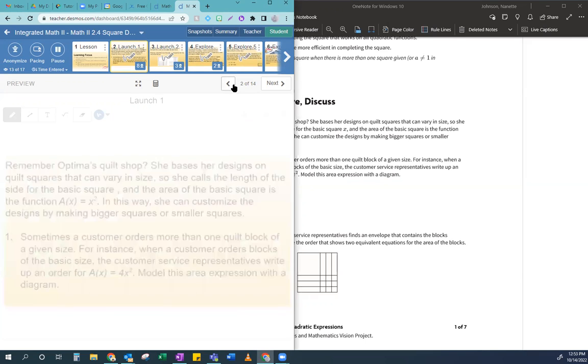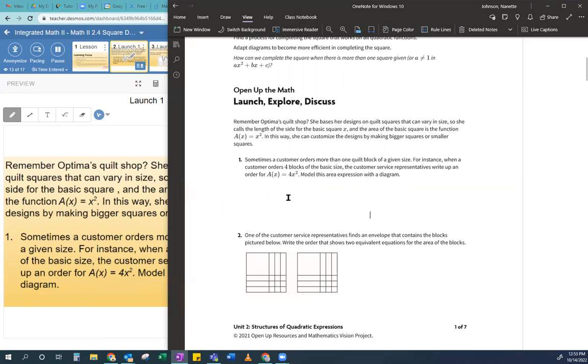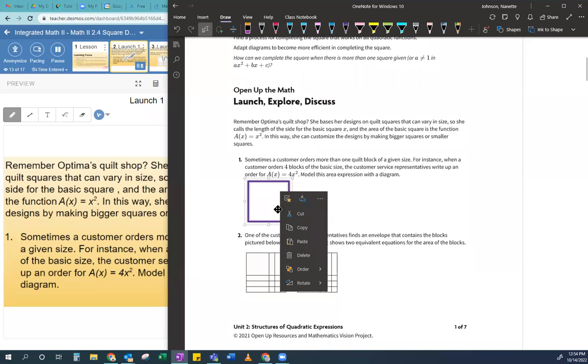Oh wait, was there something? Did I miss it? Oh, model this expression with a diagram. Okay, so 4x squared would look like 4 of those squares, right? So I want to make perfect squares because I am trying to make sure that it's perfect. So here I'm going to go 4 of these guys here. So I'm going to copy this and paste it.